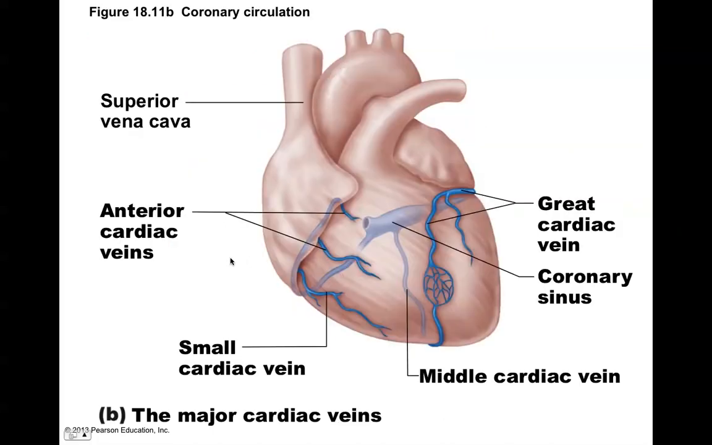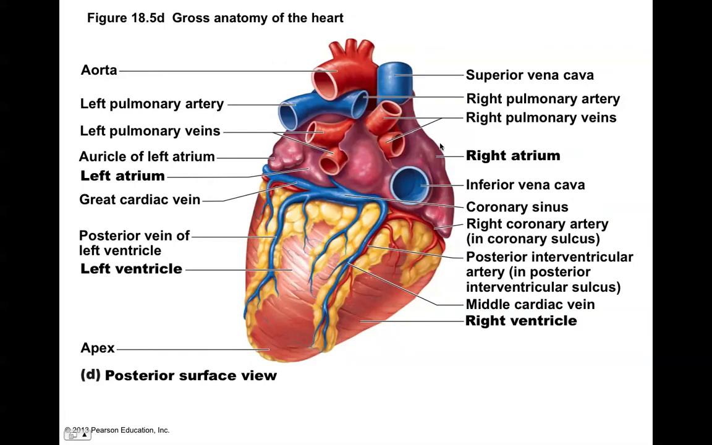And this is showing you the coronary circulation, the major cardiac veins. And they're showing the illustration here. This would be in the posterior view, posterior surface. There's that huge coronary sinus, and this is bringing blood back to the right atrium. This is actually showing that little auricle out there. But inferior vena cava, superior vena cava, and the coronary sinus are bringing blood to the right atrium.